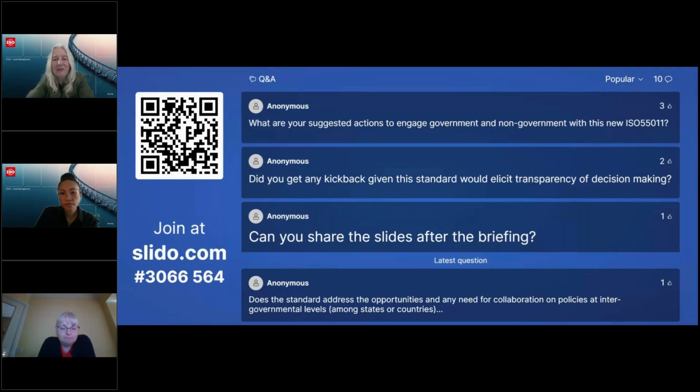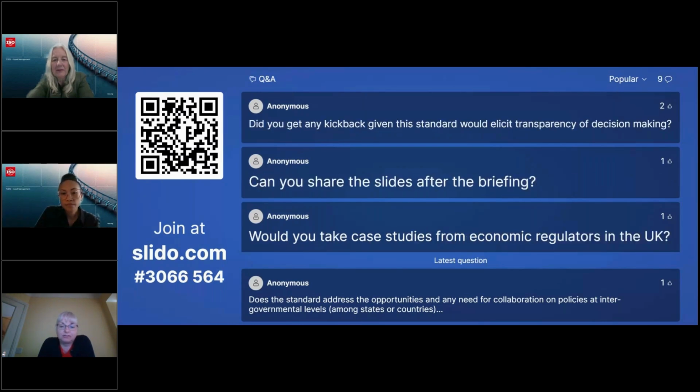This question: did you get any kickback, given the standard would elicit transparency of decision making? Did you get people pushing back, in terms of them not necessarily feeling the standard was the right way to go?